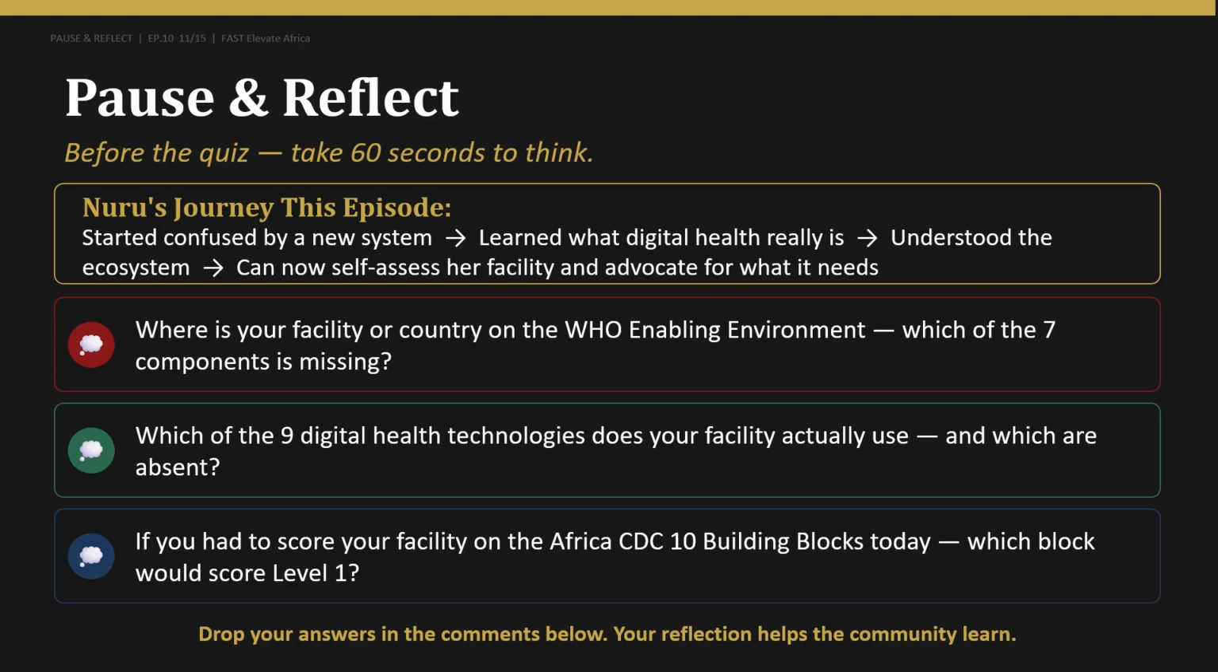Where is your facility or country on the WHO enabling environment? Which of the 7 components is missing? Which of the 9 digital health technologies does your facility actually use, and which are absent? If you had to score your facility on the Africa CDC 10 building blocks today, which block would score the lowest? Drop your answers in the comments below. Your reflection helps the community learn.